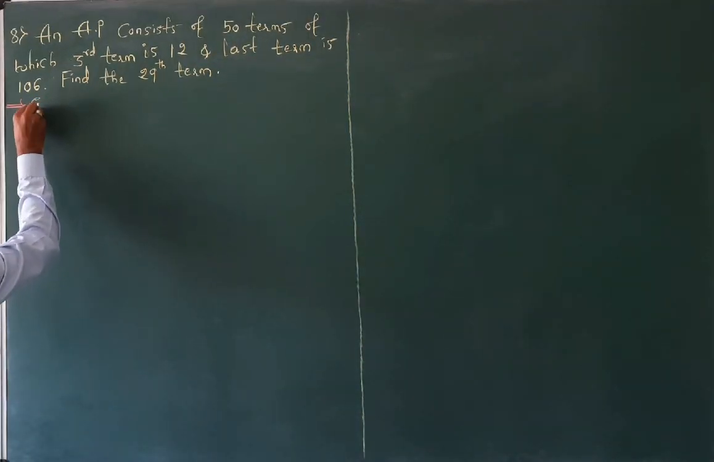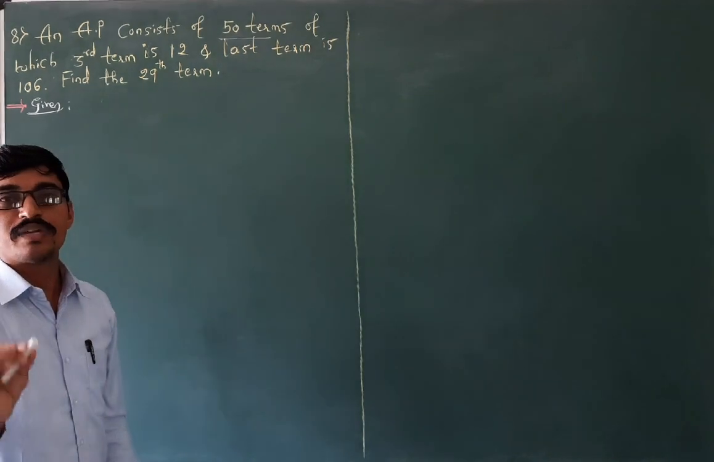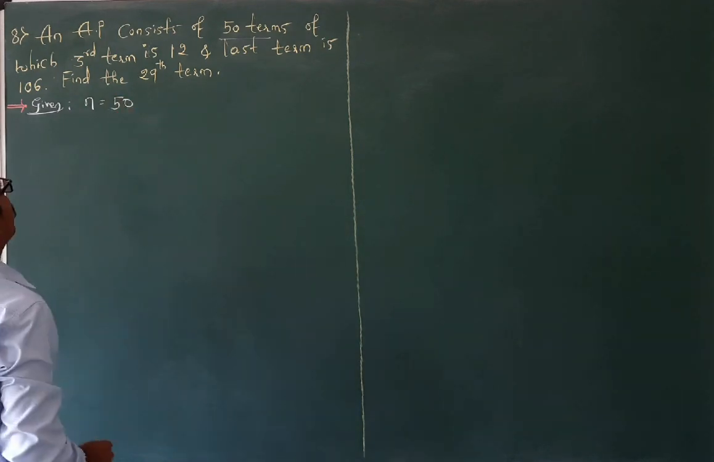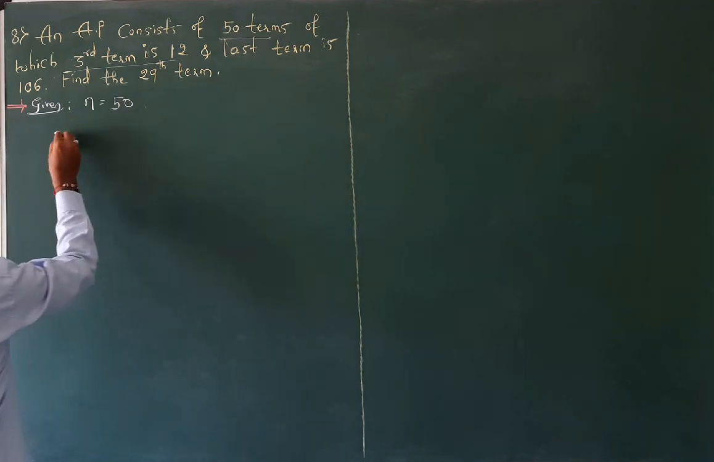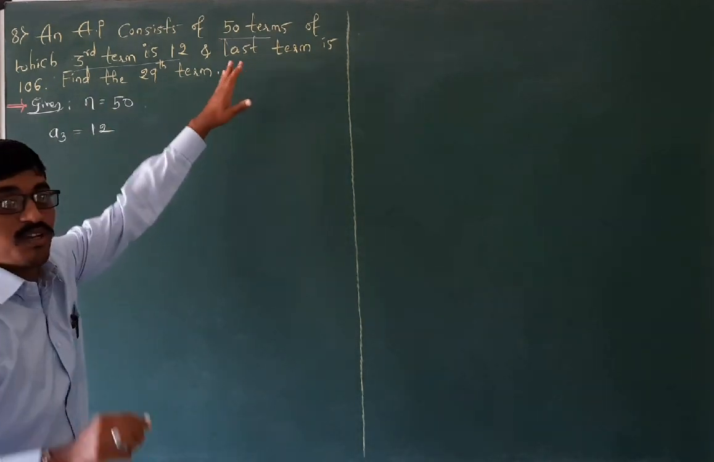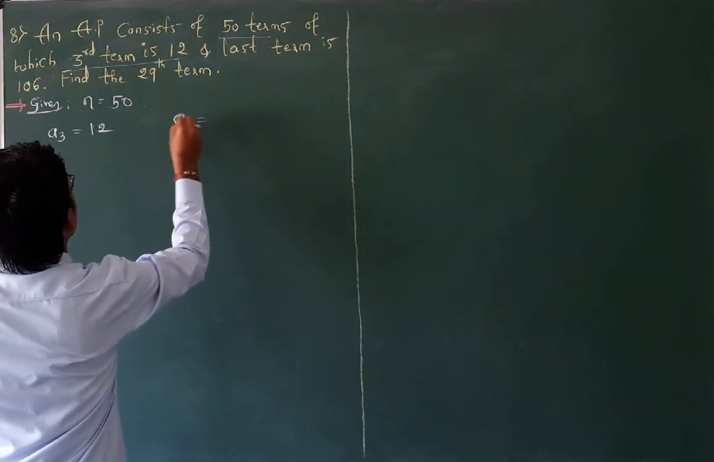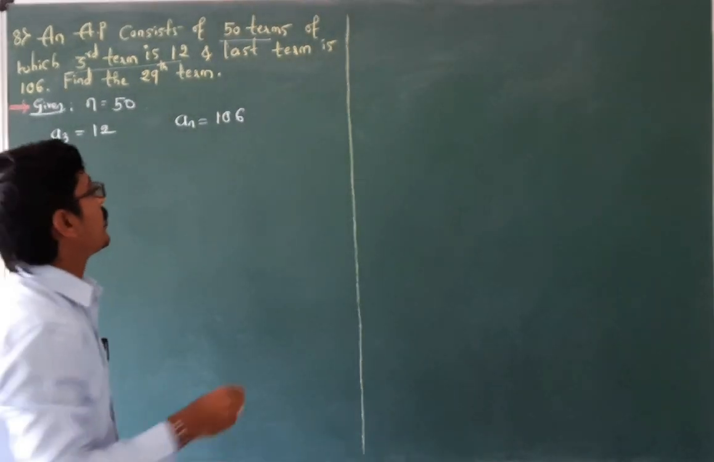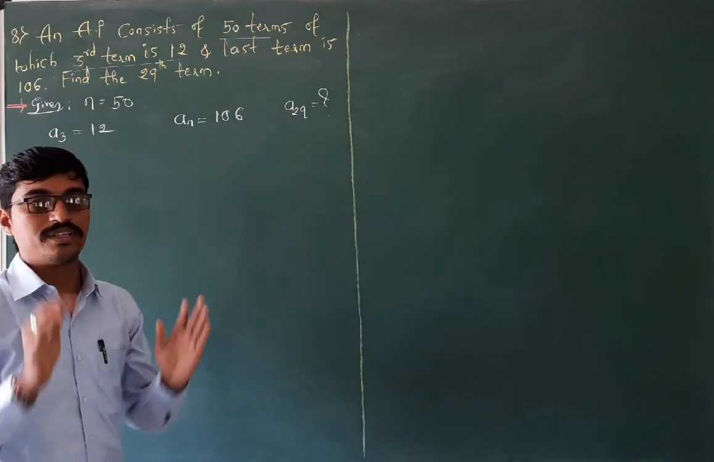What is given here? It consists of 50 terms, so n is equal to 50. The third term is 12, so A3 is equal to 12. The last term is the nth term, so An is equal to 106. What is asked here? The 29th term, A29 is equal to question mark. So, these are the given things.